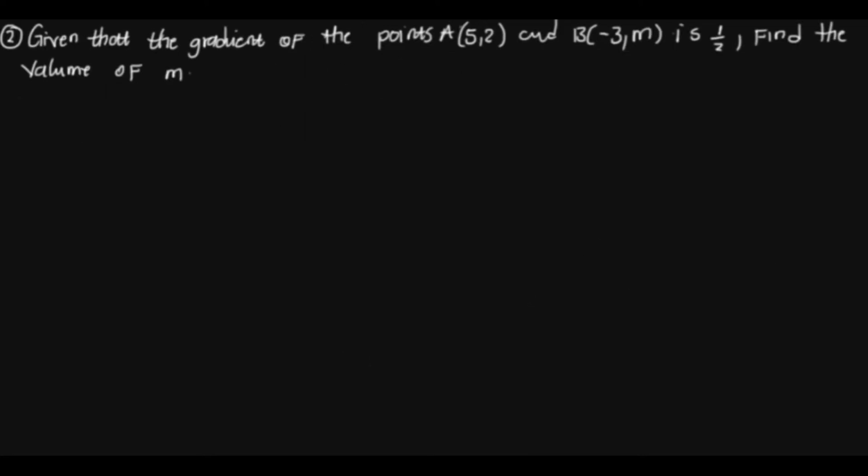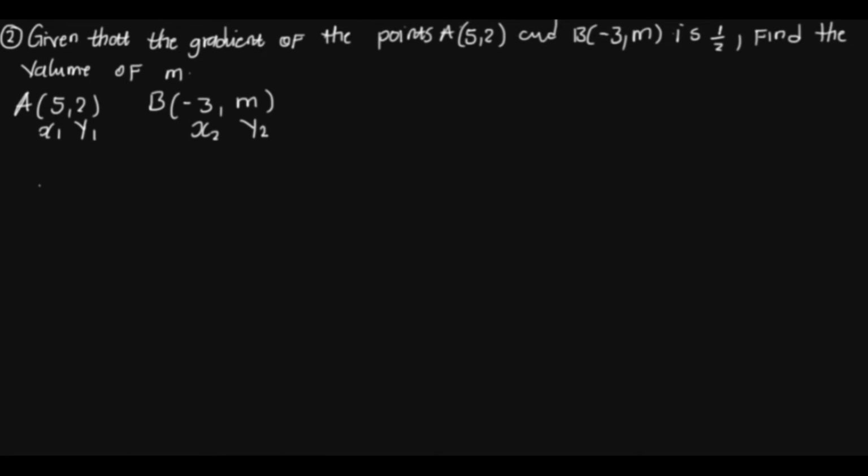Okay, now for question 2, given that the gradient of the points A and B is 1/2, find the value of m. So let's say our A is 5, 2, and our B has negative 3, m, where we label x1, x2.